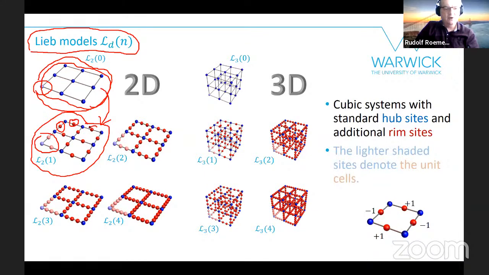Instead of putting just one little red dot between the blue dots, you can also put two red dots between the blue dots, or you can carry on, put three sites between the blue dots, or you can carry on even further and put four. And I think you see how that can be generalized.